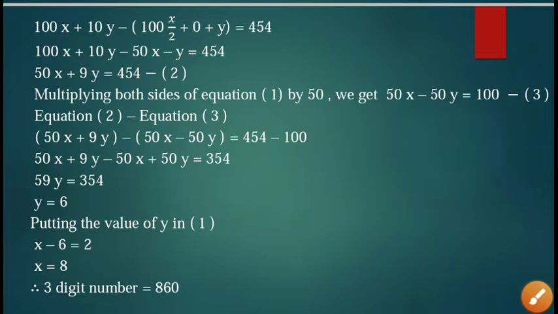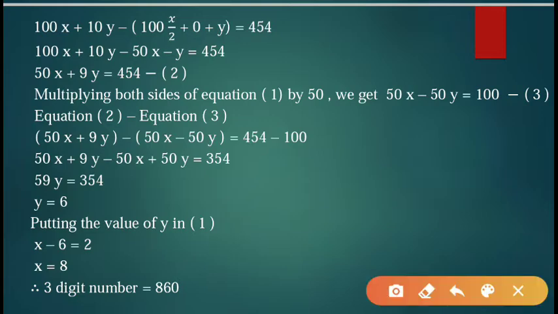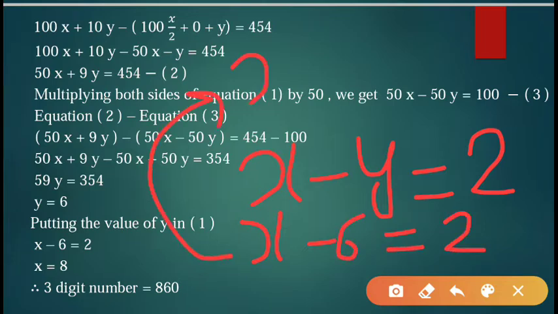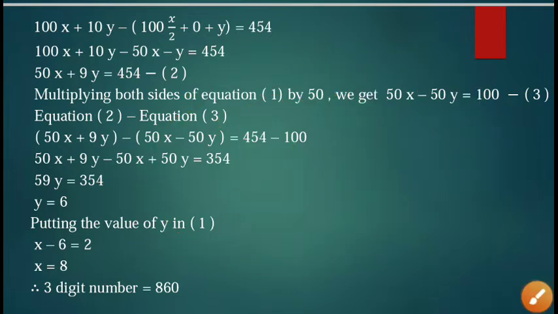Now you can put the value of y in any of the equations, but equation number 1 is very easy. That's why I am putting it in 1. This is your equation number 1. In the place of y you write 6, is equal to 2, and when you transfer it to the left hand side, this will become plus and will give you x is equal to 8.